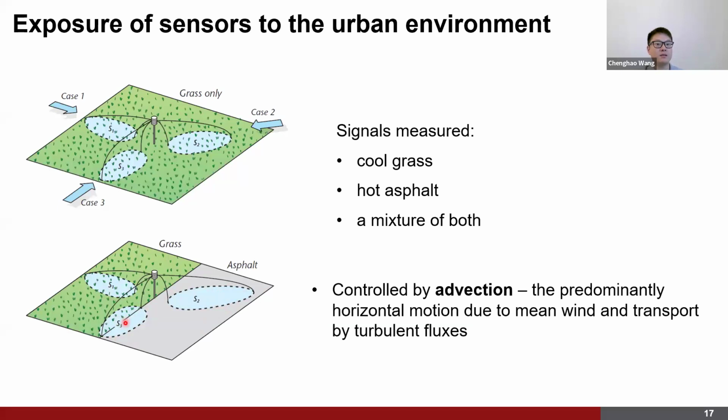So this actually means that what we're measuring at the sensor can be largely controlled by the advection, or by the wind speed and wind direction. This is especially the case when we are putting our sensor within the complex urban environment, because the sensor, if it is close enough to the ground surface, will also be surrounded by a bunch of vertical surfaces like walls or other building infrastructure.